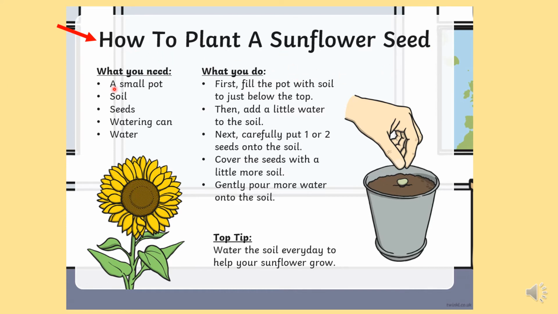Now, if I was writing this set of instructions, I would probably make it even more obvious that it was a heading by drawing a line underneath. Okay? And that means that you've underlined your heading or your title.